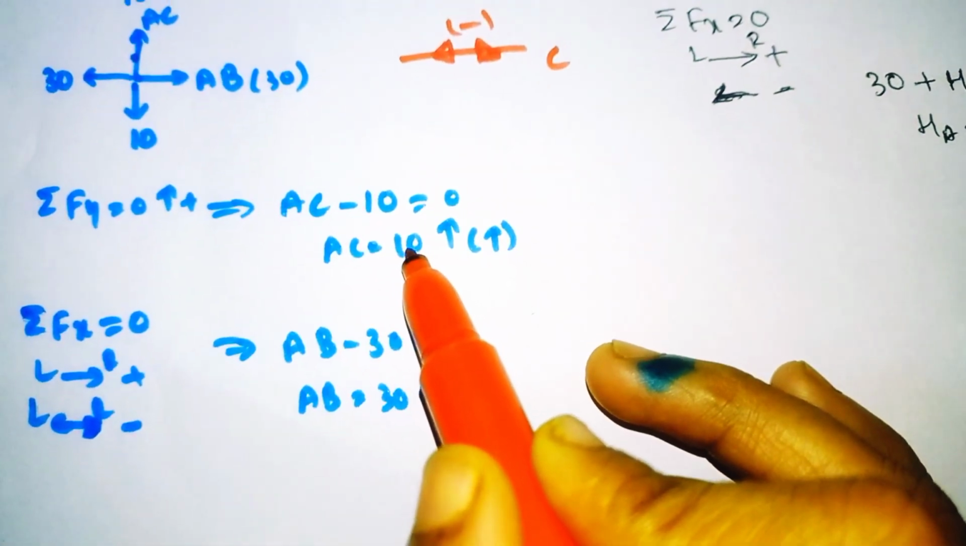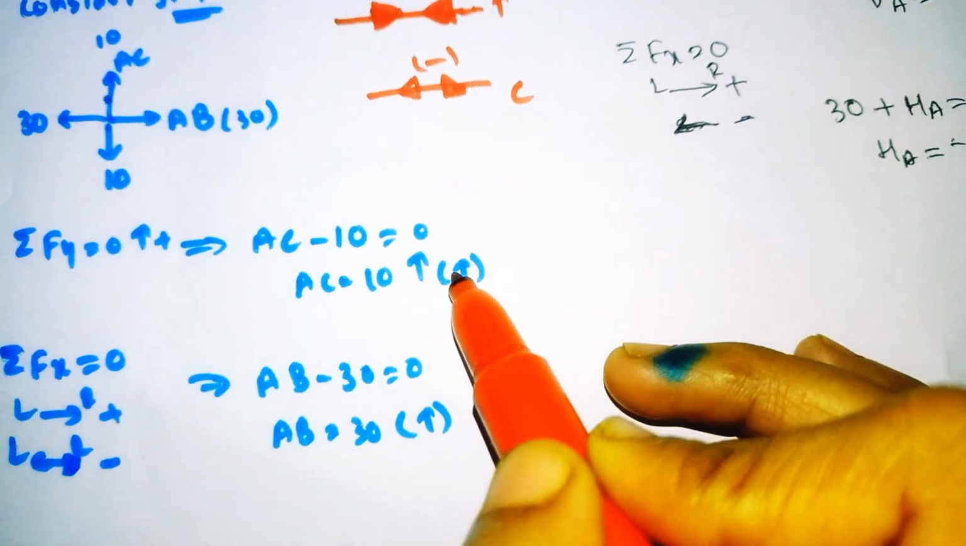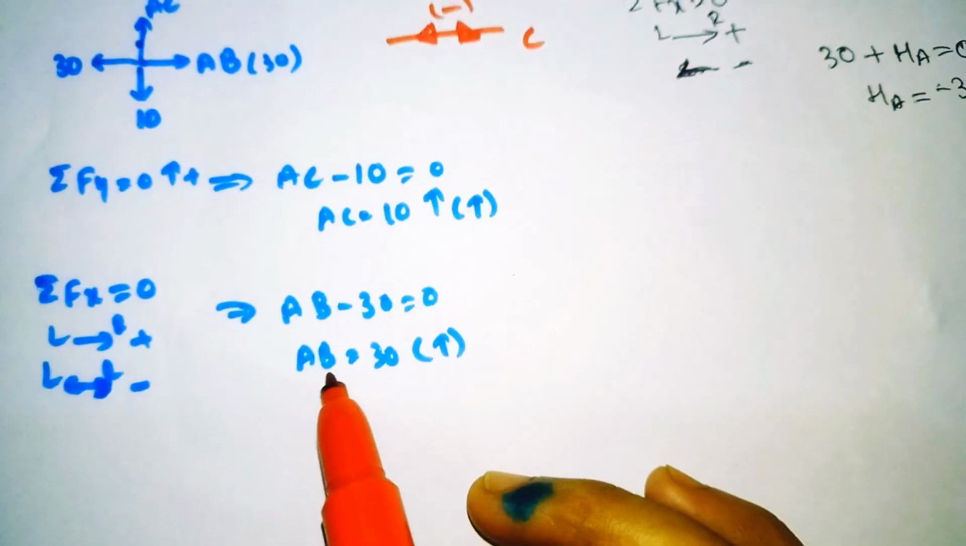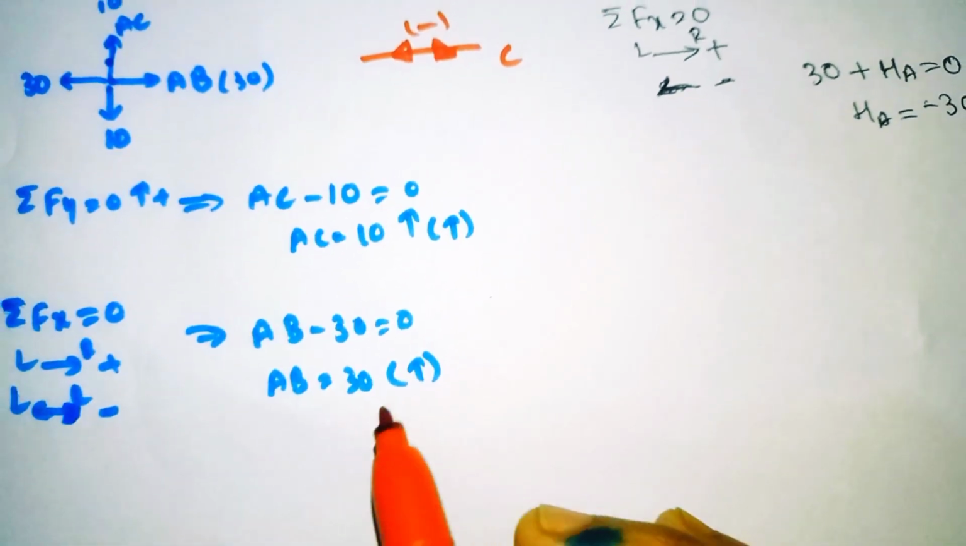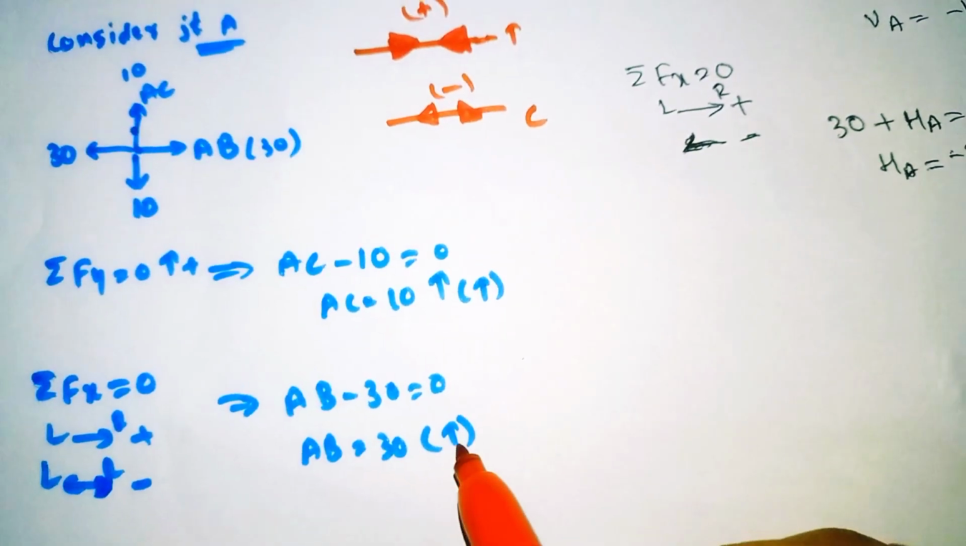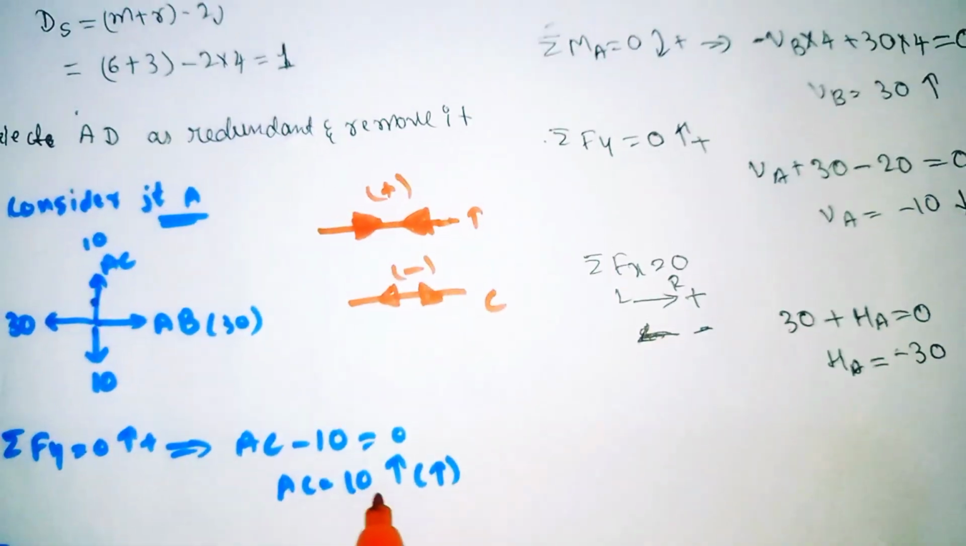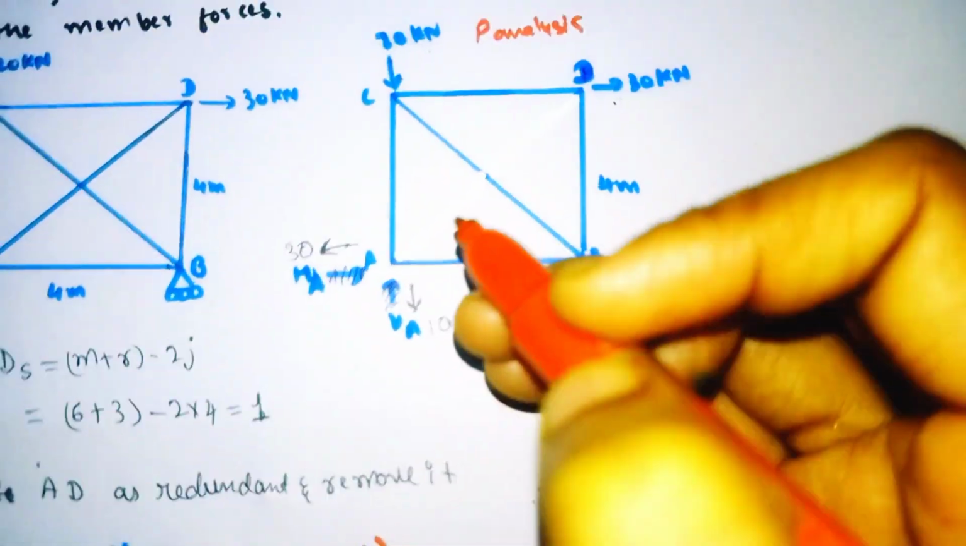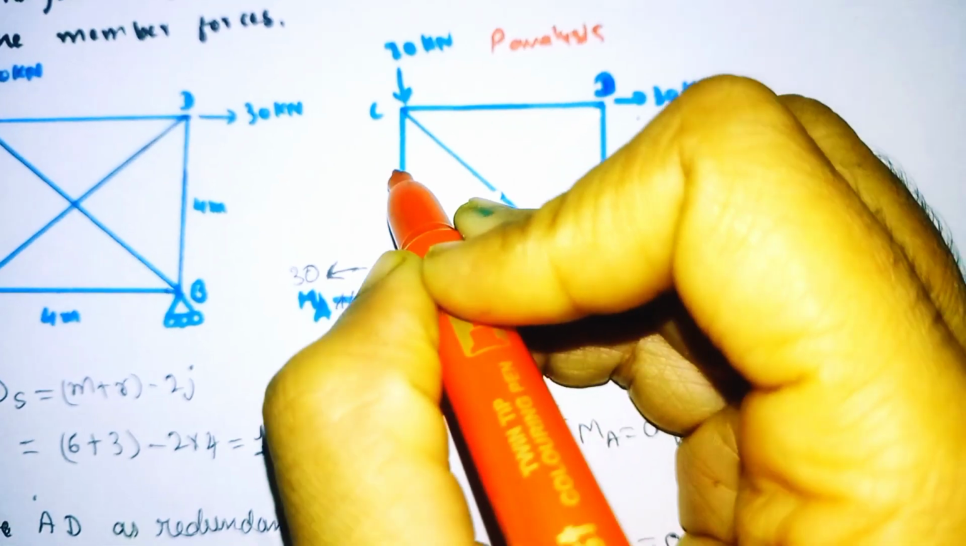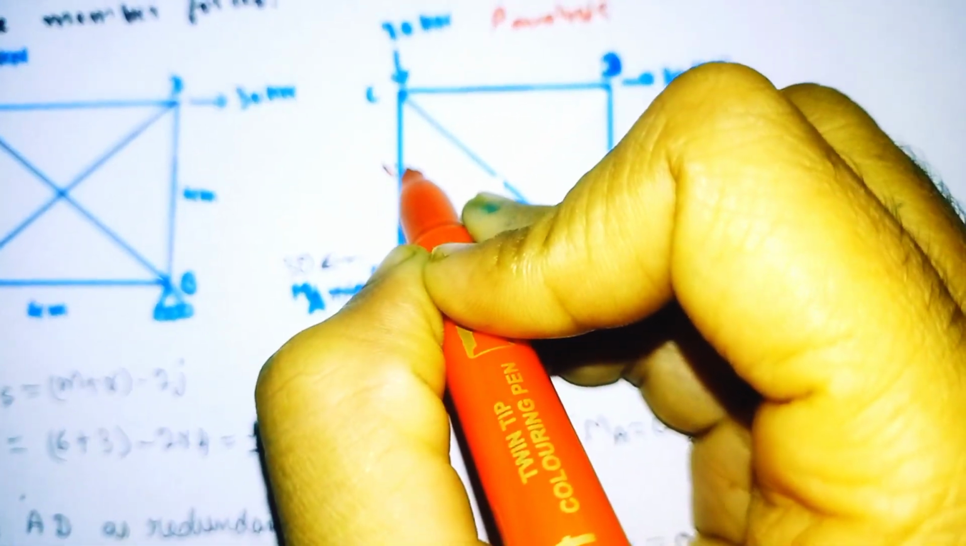AB we also got as positive, which means it is in tension. Positive means tension, moving towards each other. Tension means towards each other. The AC value we got was 10. Ten means positive, tension, moving towards each other.